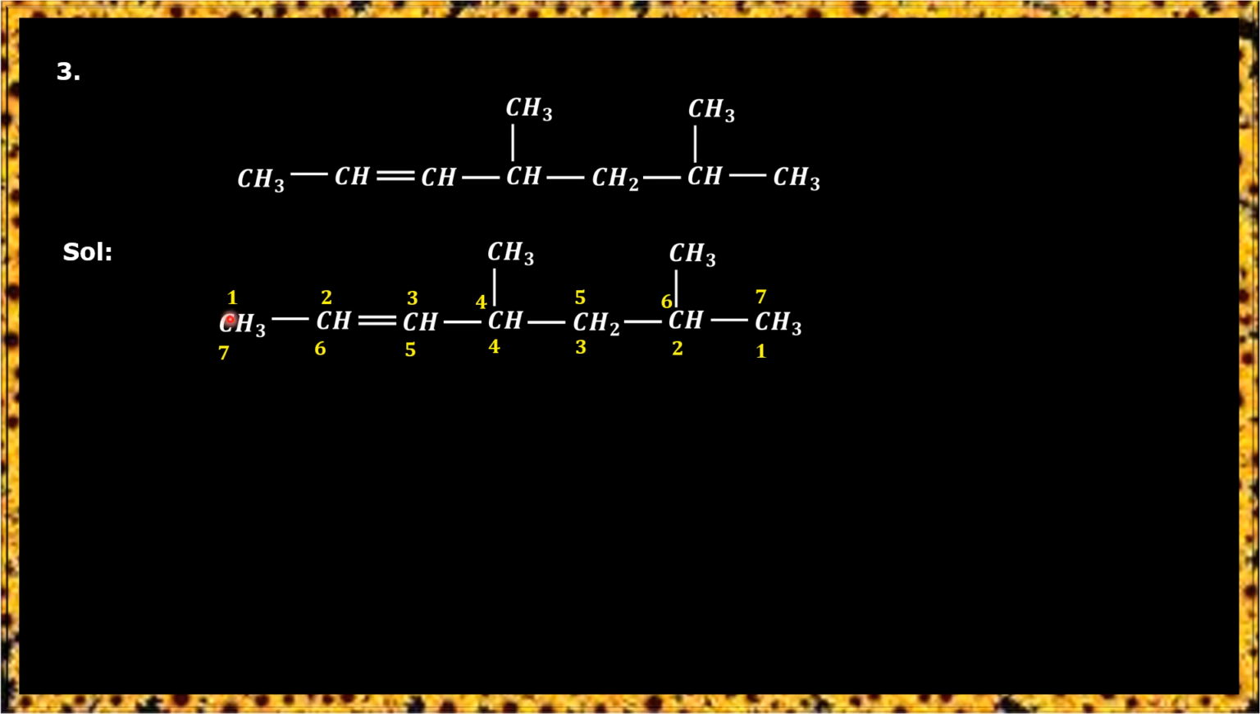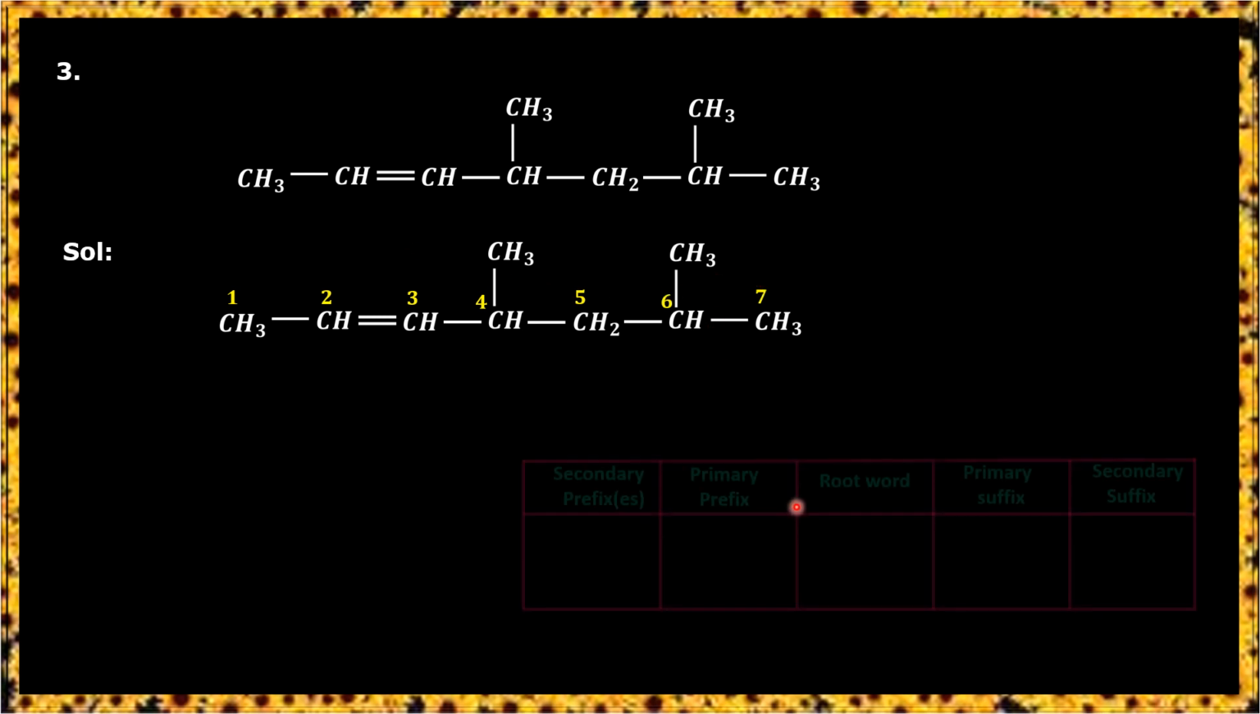From left to right, the second carbon atom is attached to the double bond. From right to left, the fifth carbon atom is attached to the double bond. So right to left numbering is the wrong way of numbering. So let us remove that. Now these two are the substituents, methyl groups.